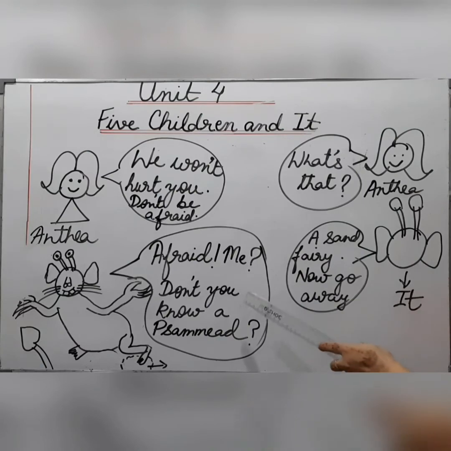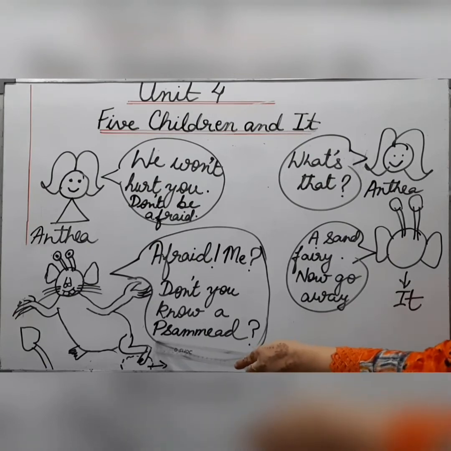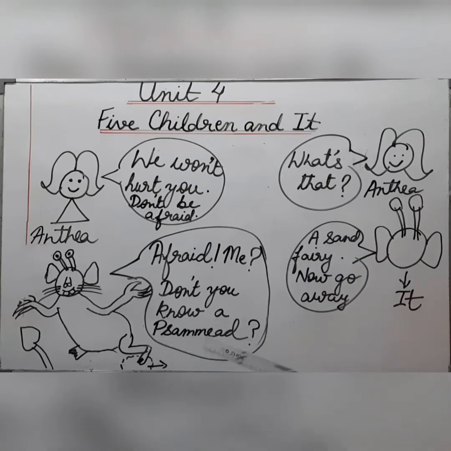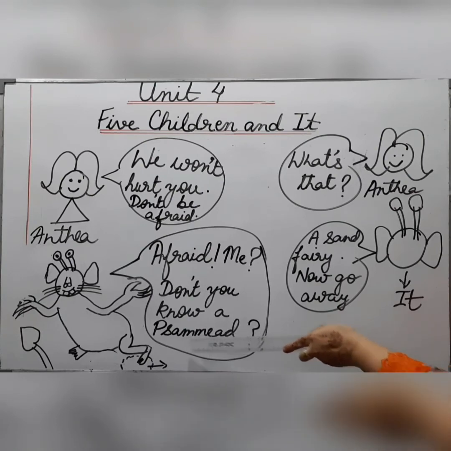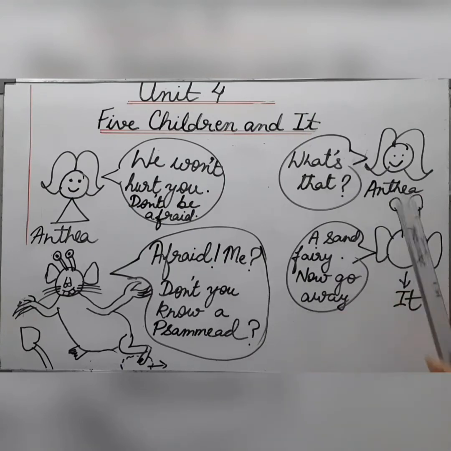And he said, don't you know Psammead? Now children, how to pronounce this word Psammead? Here P is silent. Just break the word. Sam. E is here, so it becomes Sammy and ad. It becomes Psammead. So he is asking, don't you know Psammead? He is asking about himself. Don't you know about me?